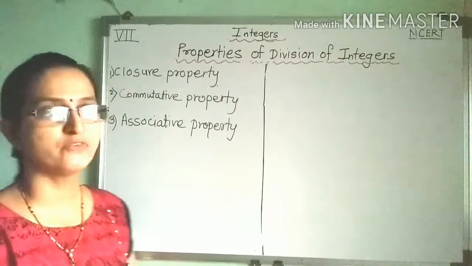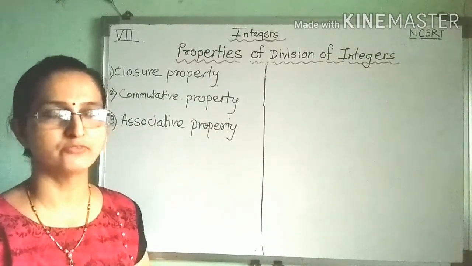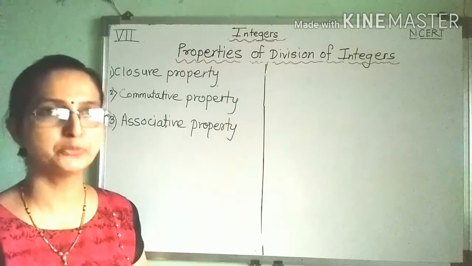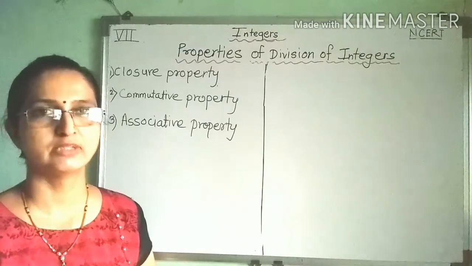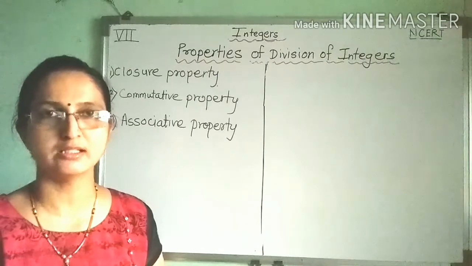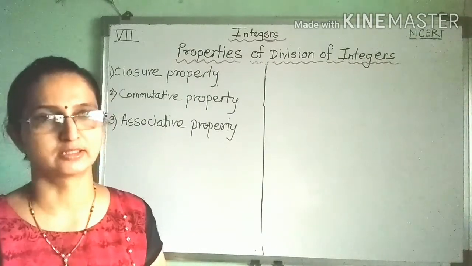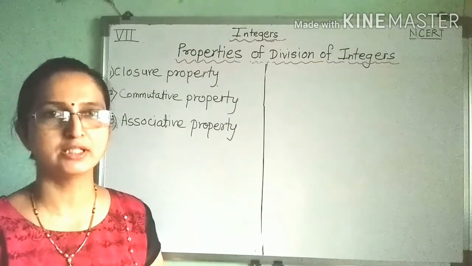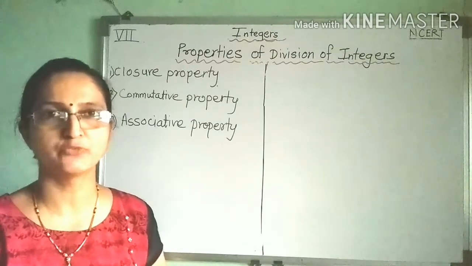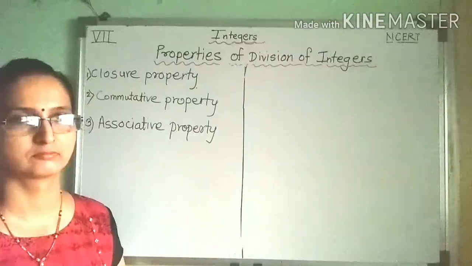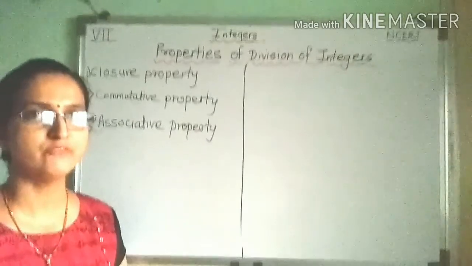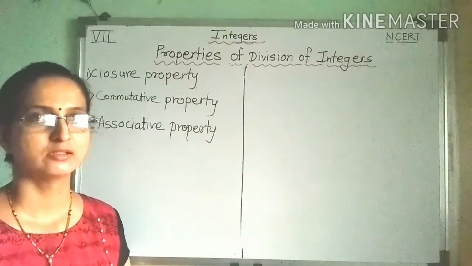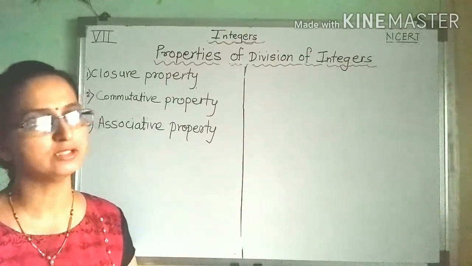What is meant by the closure property? Closure property of addition of integers is: when addition of two integers is there, the result is also an integer. Closure property for multiplication of integers is: when we multiply two integers, the result or product is also an integer.